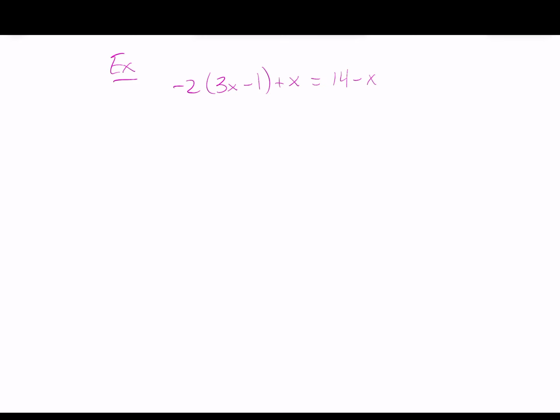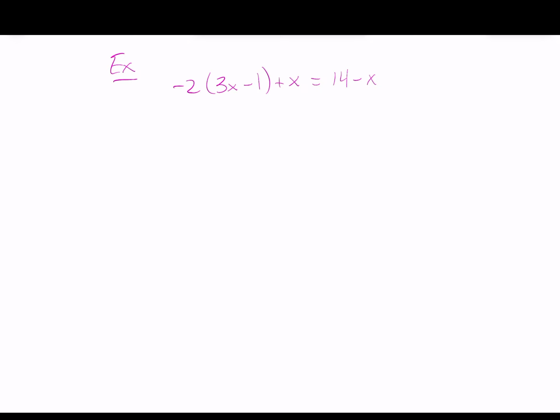What happens if we have -2x times the quantity 3x minus 1 plus x equal to 14 minus x? Notice that we have the variable on both sides of this equation, so we're going to have to move it from one side or the other. So what do we do first?